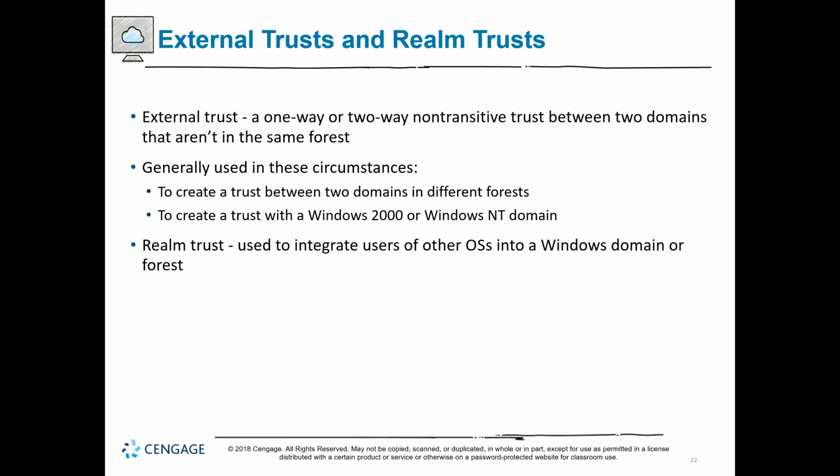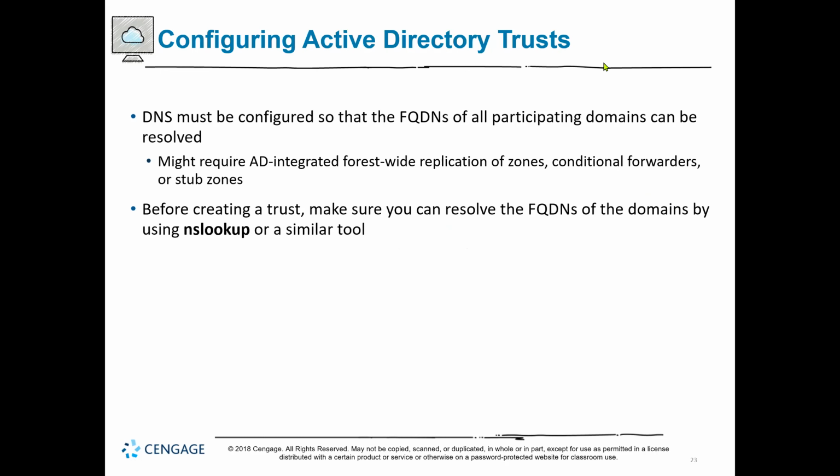What they're trying to say there is that it's a legacy case where they have to use older methods, because the domain does not support newer ones. A realm trust is used to integrate users of other operating systems into a Windows domain or forest. So Linux, Unix, things like that. You're trying to use the realm trust in order to allow them to use the Windows domain or forest. Configuring Active Directory trusts.